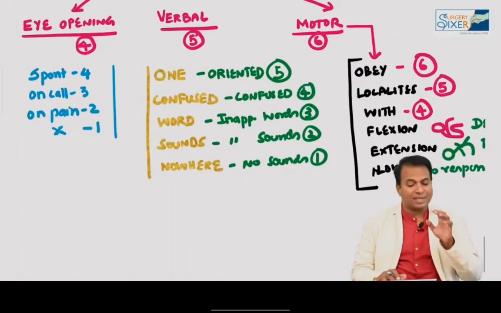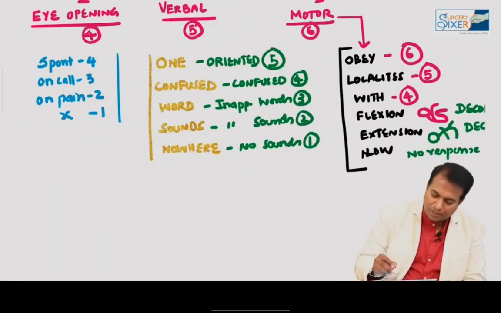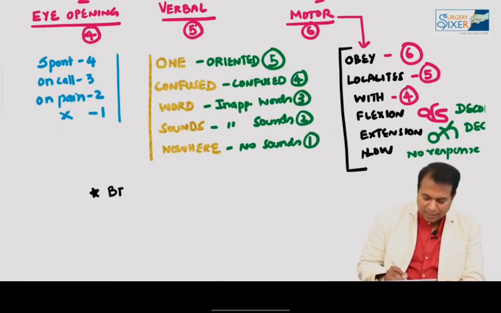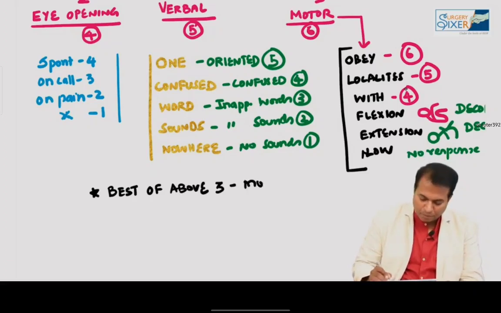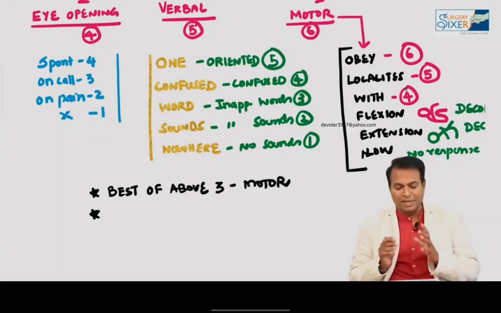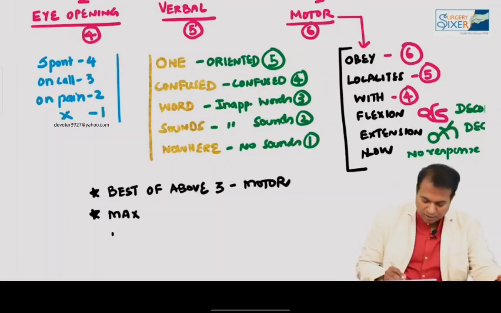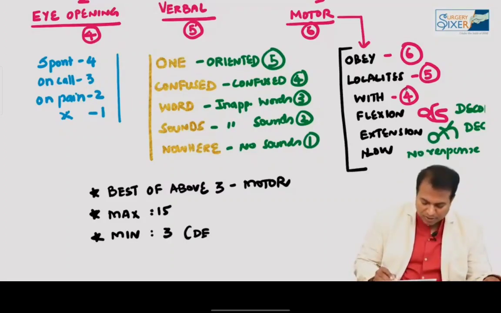So with this I'm going to tell 7 MCQs from GCS scoring. Please remember which is the best of the 3 to assess GCS. The best of the above 3 is motor response. Motor response is the best to assess the GCS. What is the maximum score and the minimum score? Maximum score is 15, minimum score is 3. For a dead person also the score is 3.